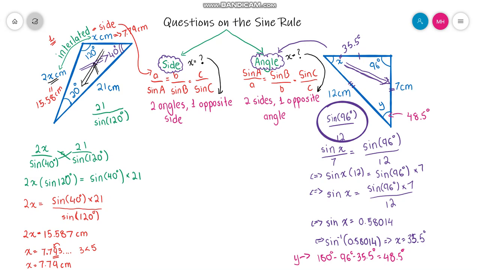So as you can see, these questions on sine rules can be challenging, but knowing the basics, you know everything.